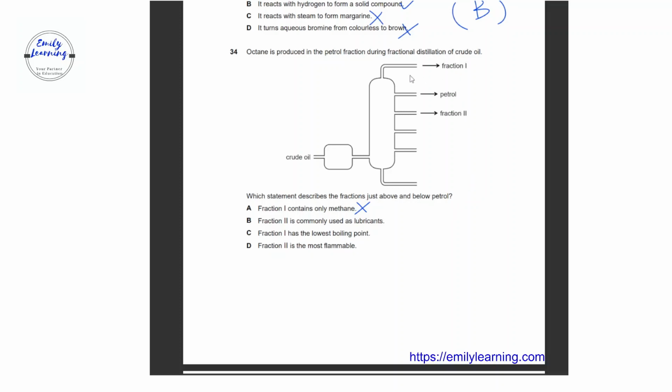All the fractions here are mixtures of different types of hydrocarbons. They have quite a similar range in boiling point, but they are not the same compound. So each fraction is a mixture, so it cannot only contain methane. So A is not correct. B, fraction 2 is commonly used as lubricant. No, it is not. C, fraction 1 has the lowest boiling point. Definitely, this is correct. D, fraction 2 is the most flammable. No, the most flammable is fraction 1. So wrong. So the answer is C.